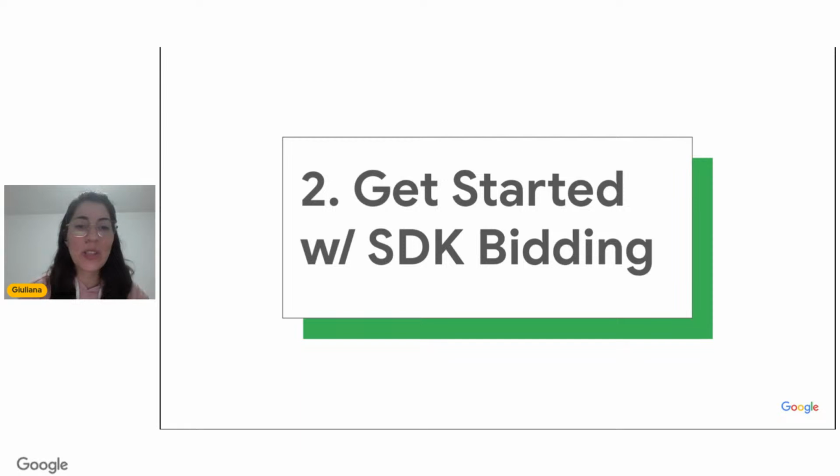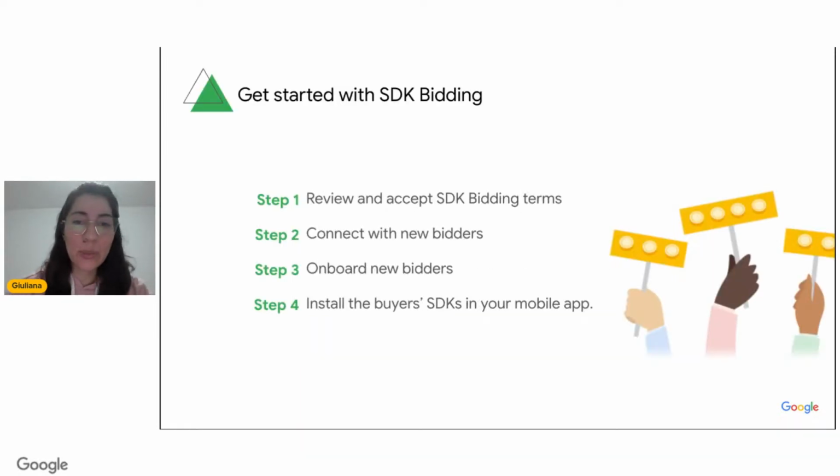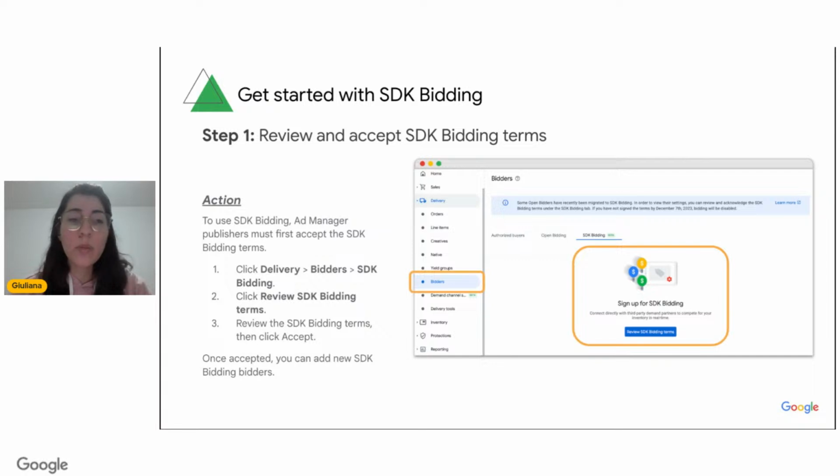Thank you. So yes, now let's talk about the implementation. What are the steps to get started with SDK bidding? First step, agree to SDK bidding terms. Carefully review and accept the terms and conditions of SDK bidding. Second step, initiate contact and connect with potential new buyers. Third, onboarding. Guide new buyers through the necessary steps to join your platform. Fourth, integrate the buyer's SDK. Implement the SDK provided by buyers into your mobile application. Now let's go through each step in more detail.